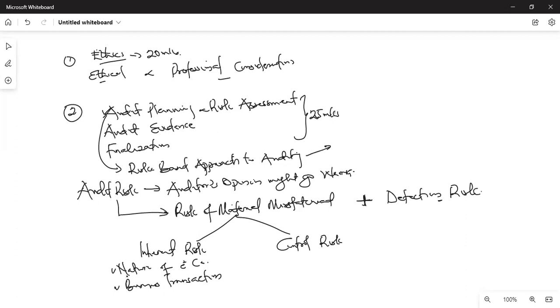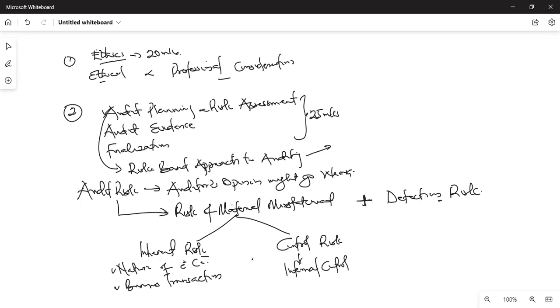And we have the control risk. The control risk is the risk that the inherent risks mentioned here are not prevented or detected by the control systems of the company. The inherent risk might be there, but there must be control processes to check and prevent those risks. That is what we meant by the control risk. Basically, we are talking about the internal control system of the entity.